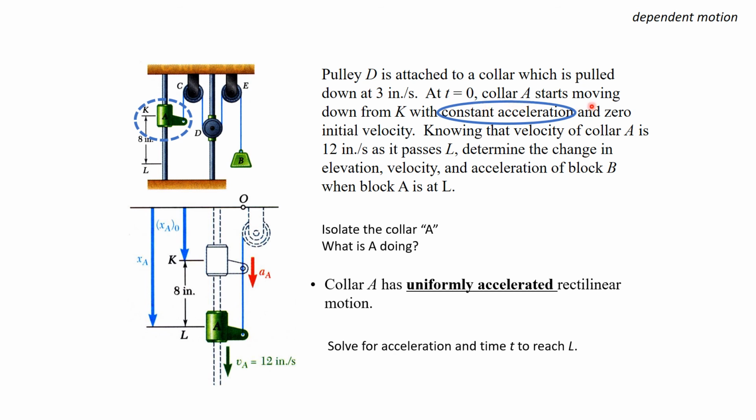Okay, collar A starts moving down from K with a constant acceleration. Yay, we have a constant acceleration problem. It starts with 0 velocity. So it starts from rest at 0 velocity. It accelerates at a constant rate. And by the time it gets to L, the velocity at L is 12 inches per second. Okay, so start from 0, accelerate up to 12 inches per second as we pass position L. Uniform acceleration. I think you can write up some equations that describe what's happening here.